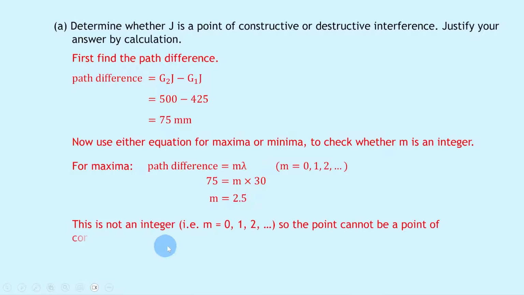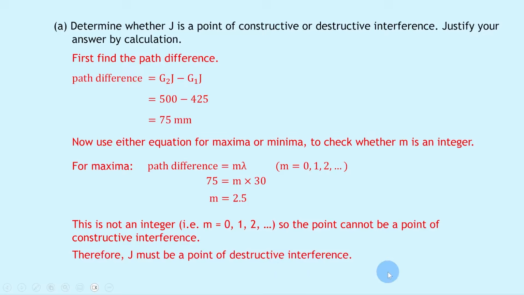So we can say this is not an integer, i.e. m equals 0, 1, 2, and so on, so the point cannot be a point of constructive interference, because we've used the equation for constructive interference and it's not worked out. So therefore, J must be a point of destructive interference.